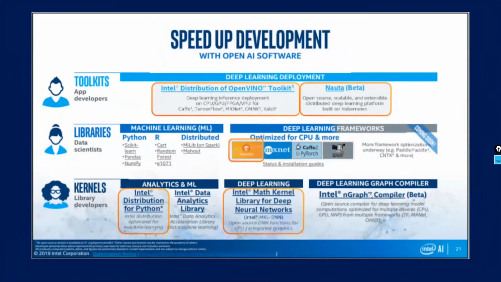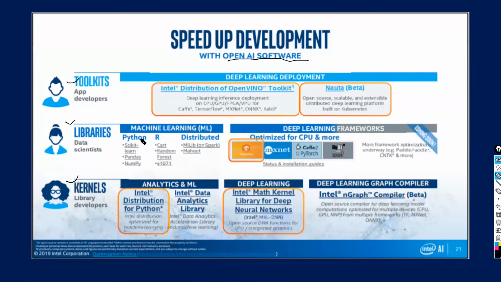So which hardware are we talking about, or which software is Intel talking about? Here you can see the OpenAI software available. It is divided into three parts: toolkits, libraries, and kernel. Kernel means kernel-level optimization. For example, Intel Distribution for Python. So don't use normal Python, use Intel Distribution for Python. Then Intel's Data Analytics Library, and for deep learning, Intel MKL-DNN, the Math Kernel Library for Deep Neural Networks, really awesome, really fast, and gives you a perfectly optimal output. Then come deep learning frameworks or libraries.